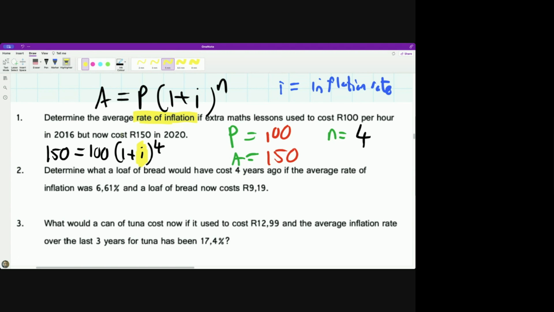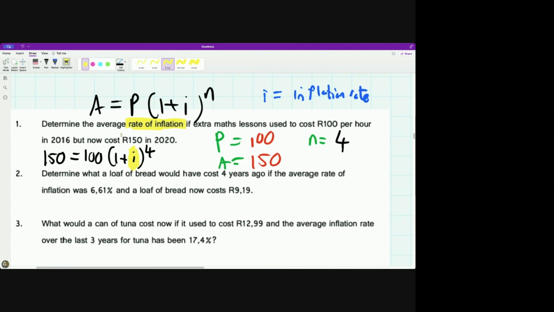How am I going to unlock that i? I feel like the 100 is the first problem. So if I could deal with the 100, maybe that would help me. Oh, I can divide both sides. So I can just go.